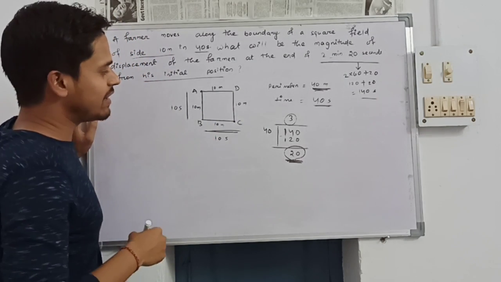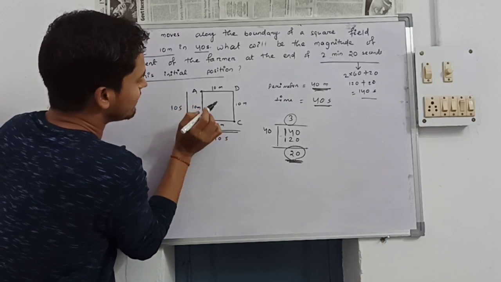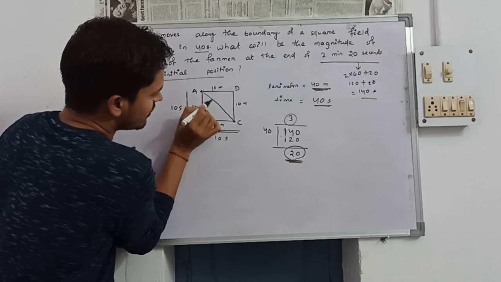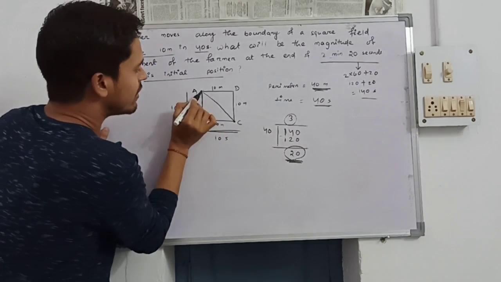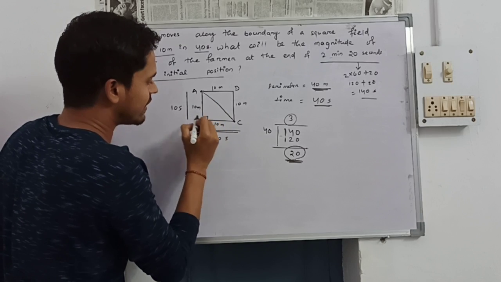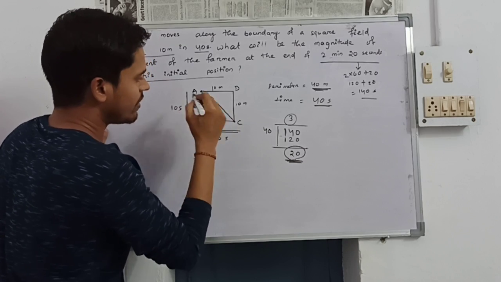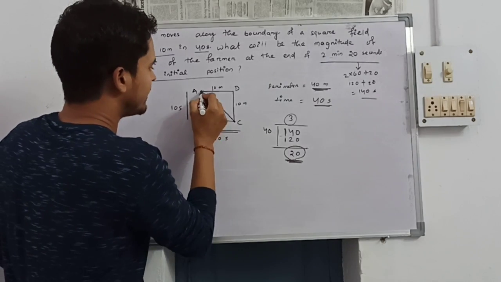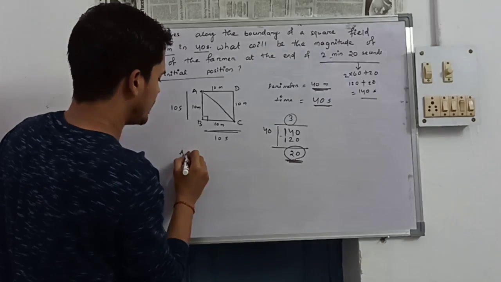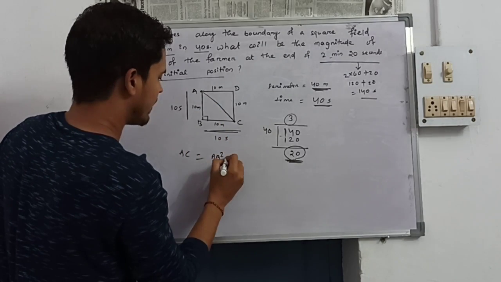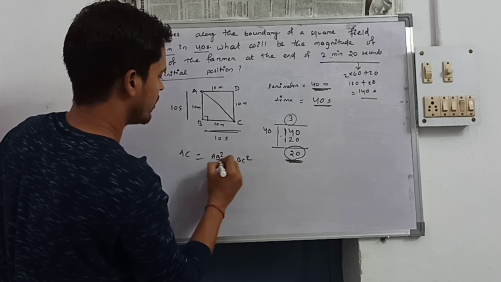Always remember, displacement is the straight line distance between 2 points, that is from A to C. This is the straight line distance. And how to calculate this length? In mathematics already we have studied. In square it is 90 degree, as it is a right angle triangle. By Pythagoras theorem you can find. So this length AC equal to square root of AB square plus BC square.